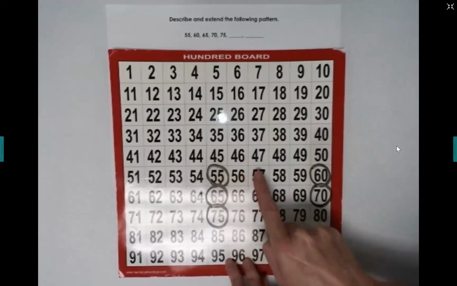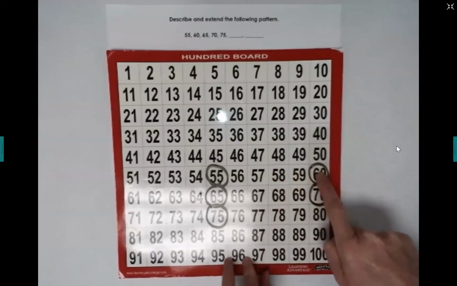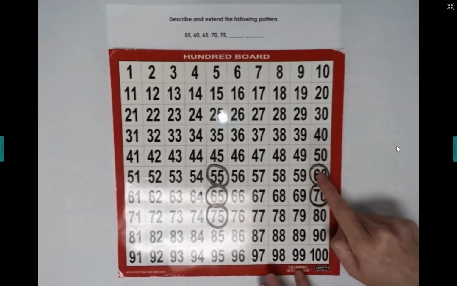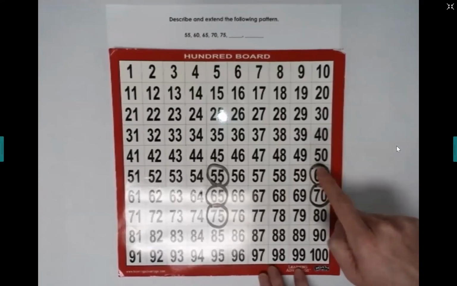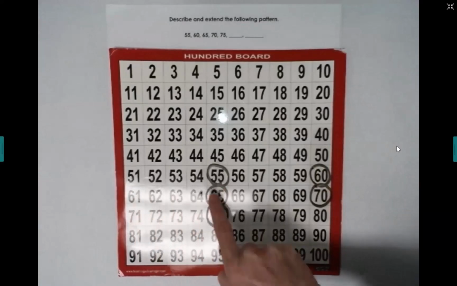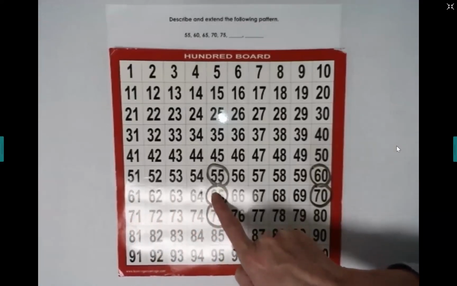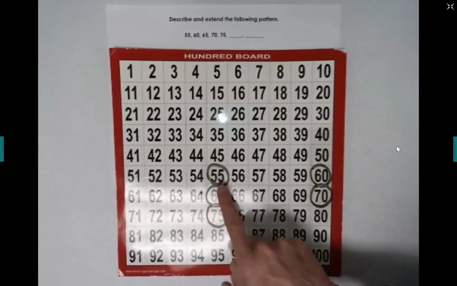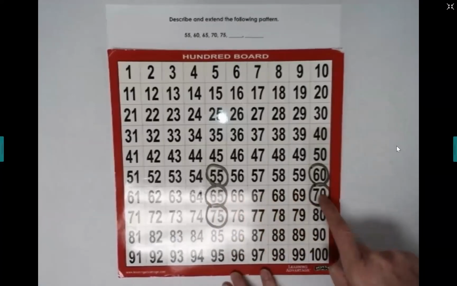So I'm going to count 1, 2, 3, 4, 5. So I counted up 5 spaces and landed on 60. Then I want to check and see if that 5 is going to repeat again. So I'm going to put my finger on 60 and count on 1, 2, 3, 4, 5. And I landed on the next number. So it looks like this pattern is growing by 5s, but let's just follow it all the way through to confirm that. So we're counting on 1, 2, 3, 4, 5.